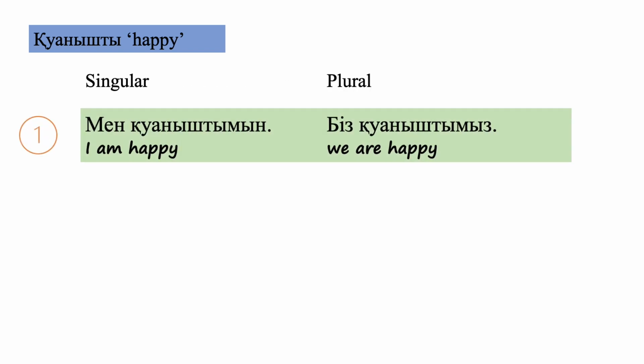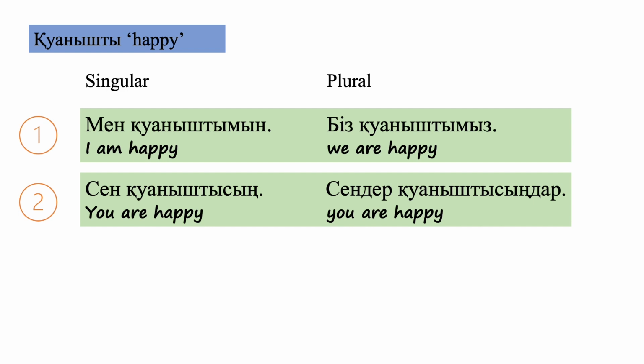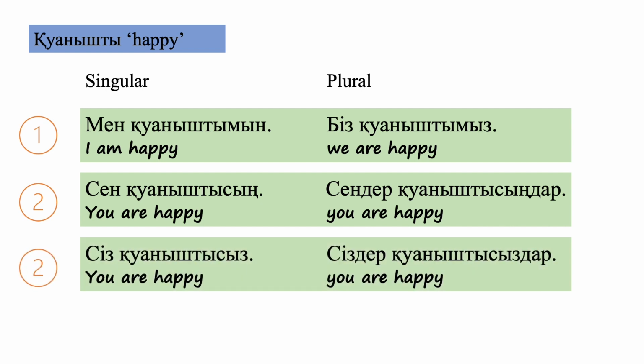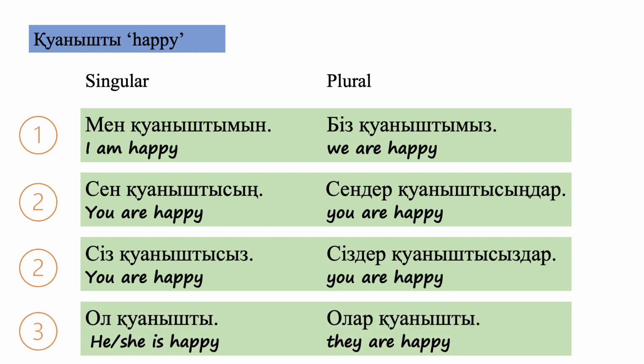The first one is қуанышты, happy, an adjective. The declension of it as follows. First person singular, men қуаныштымын. Plural, biz қуаныштымыз. Second person informal singular, sen қуаныштысың. Plural, сендер қуаныштысыңдар. Second person formal singular, siz қуаныштысыз. Plural, sizler қуаныштысыздар. Third person singular, ol қуанышты. Plural, олар қуанышты.